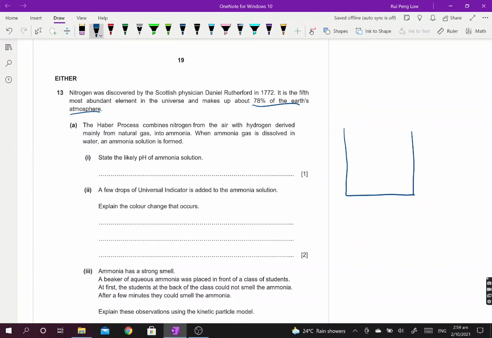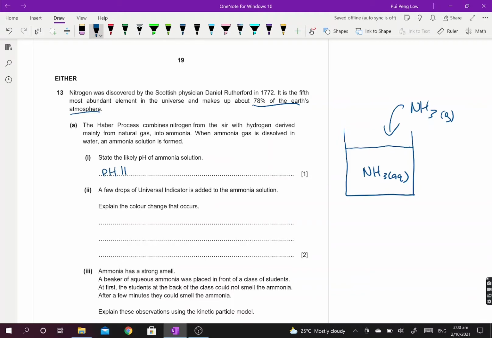So what this is trying to say is that we have water, and then we pump ammonia gas into this. The ammonia gas pumped into the water will form aqueous ammonia. So what is the likely pH of this ammonia? Ammonia is an alkaline, but this is a weak alkaline. Therefore, we should choose something that is not 14, not 13, but anything that is less than 12.